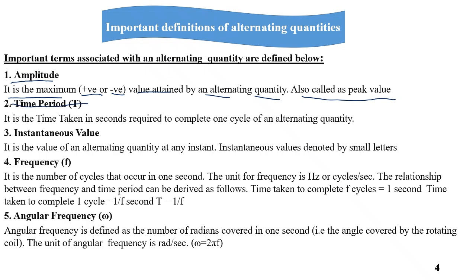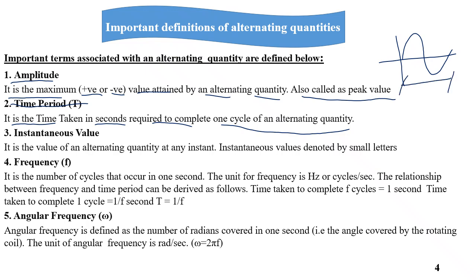Periodic time or time period. It is the time taken in seconds required to complete one cycle of an alternating quantity. It is the time of one complete cycle for a sine wave. This is the periodic time, the time for a complete cycle for the voltage or current with respect to time.